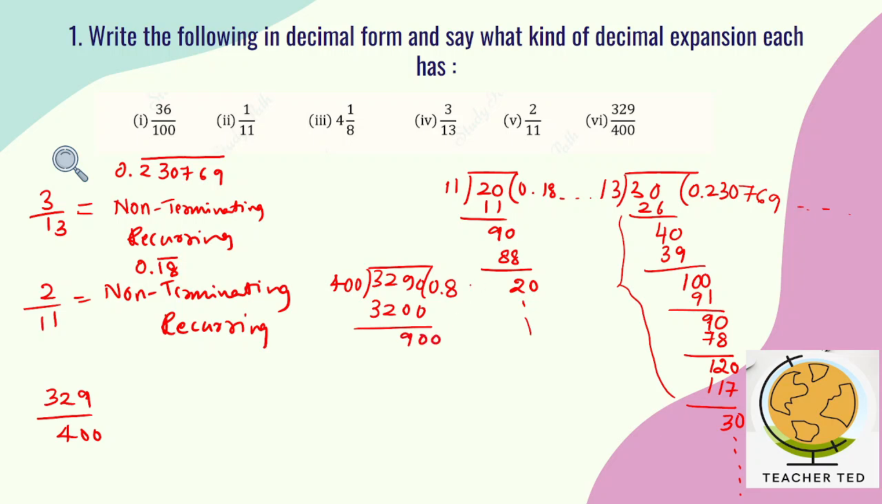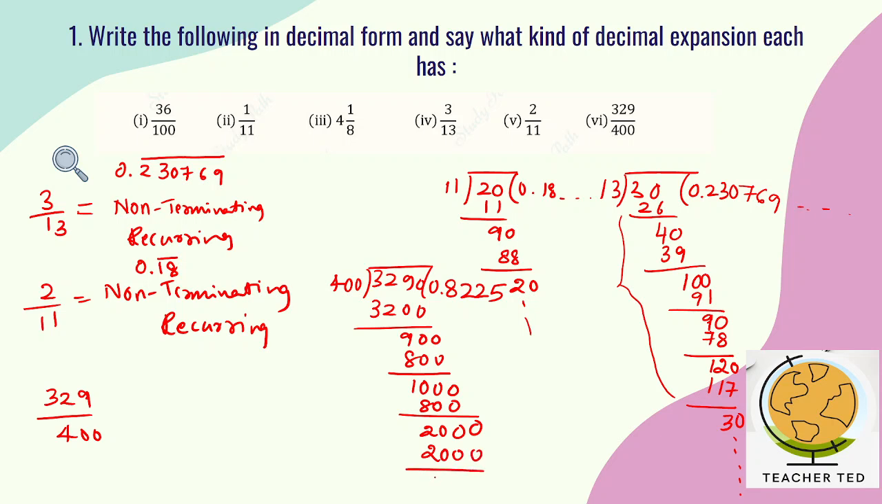Put one more 0 here. 400 2s are 800. Remainder is 100. Put one more 0. 400 2s are 800 and the remainder is 200. Put 0. 400 5s are 2000.